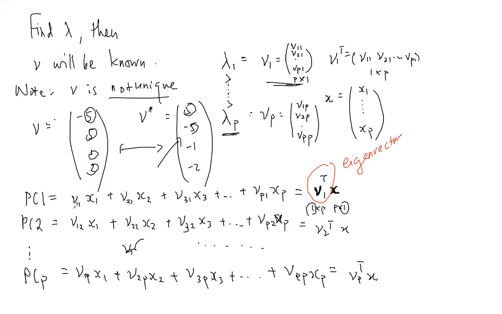The eigenvector basically tells you the coefficients. And why is this important? If a variable is important in influencing this principal component, then its coefficient will not be small. For example, if your x3 is useless in influencing PC1, then its V31 will be close to 0.